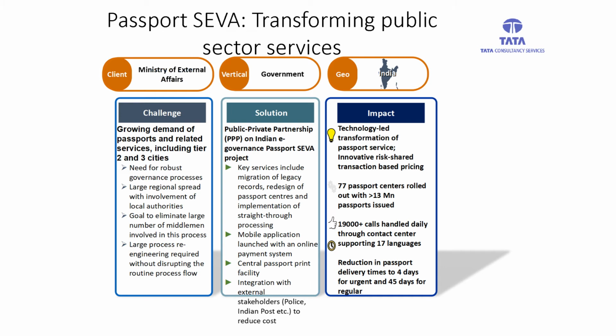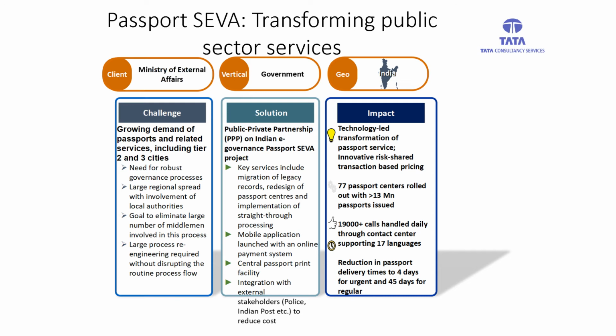They tied up with Tata Consultancy Services, and key services include migration of legacy records, redesign of passport centers, and implementation of straight through processing, mobile application launched with an online payment system, central passport print facility, integration with external stakeholders, police, Indian Post, and others. So the impact was technology-led transformation of passport services, innovative risk sharing, and 77 passport centers rolled out with 13 million passports issued, and 19,000 plus calls handled daily through contact centers supporting 17 languages.